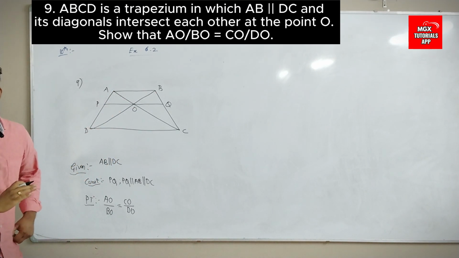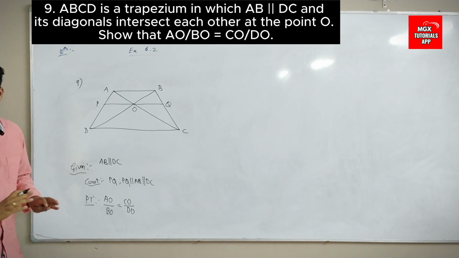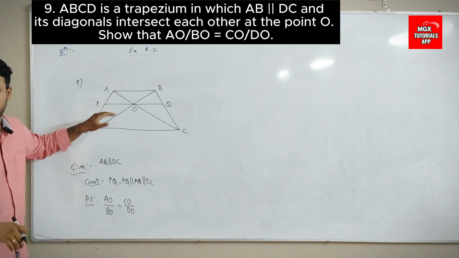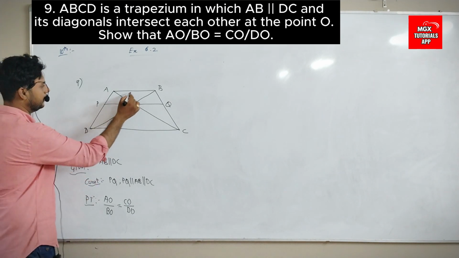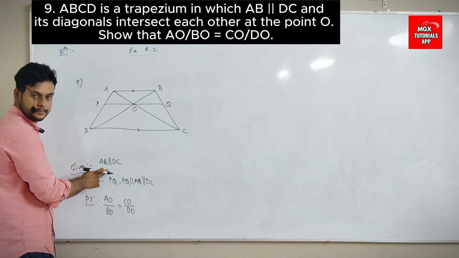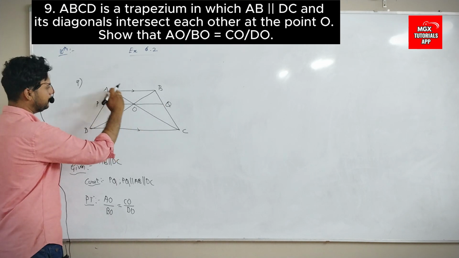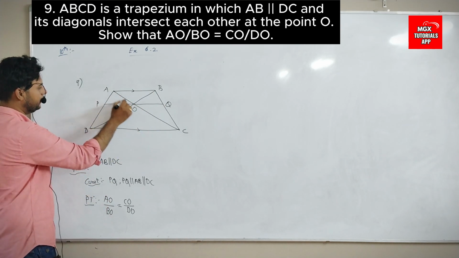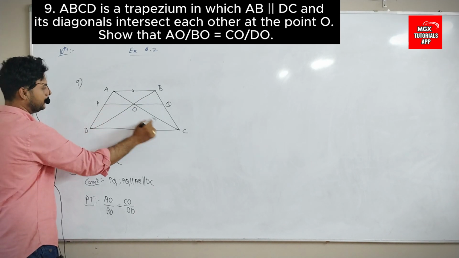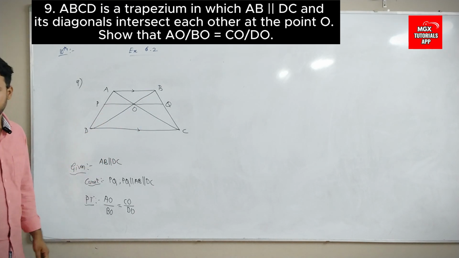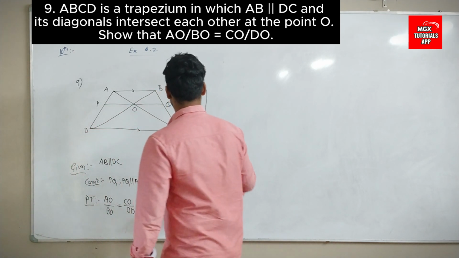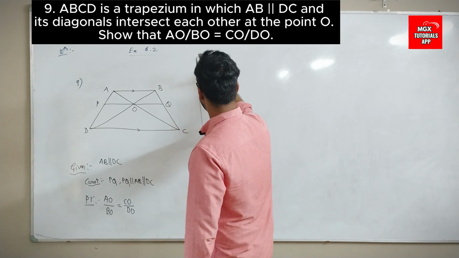Okay, any doubts here? Everything is given. First, they said ABCD is a trapezium in which AB is parallel to DC. Next, I have constructed PQ parallel to AB and DC. Next, I should prove that AO by BO is equal to CO by DO. Now the proof. From what is given only, I will try to prove that.